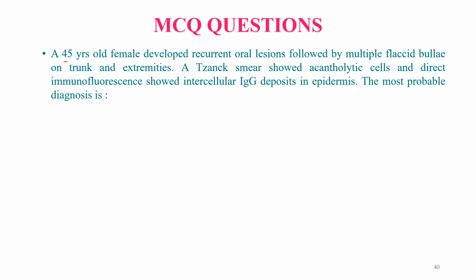So, a 45 years old female developed recurrent oral lesions and multiple flaccid bulla on the trunk and extremities. A Tzanck smear showed acantholytic cells and direct immunofluorescence showed intercellular IgG deposits in the epidermis. So, the most probable diagnosis is.